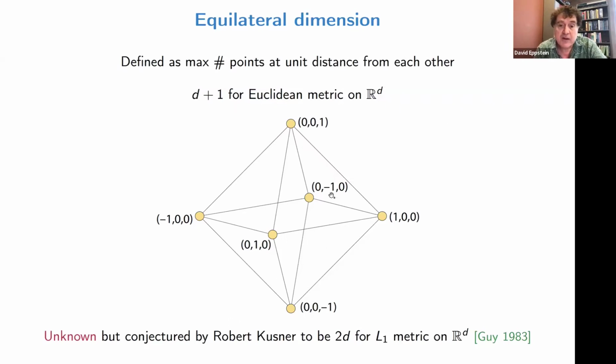The L1 metric has equilateral dimension at least 2d, because the points of a regular octahedron or a cross polytope all have distance 2 from each other, and you can scale that so they all have distance 1. This is actually an open problem. We don't know whether that is the equilateral dimension of this metric or whether there might be other sets of points that are all at unit distance from each other and more of them. But it's at least 2d.